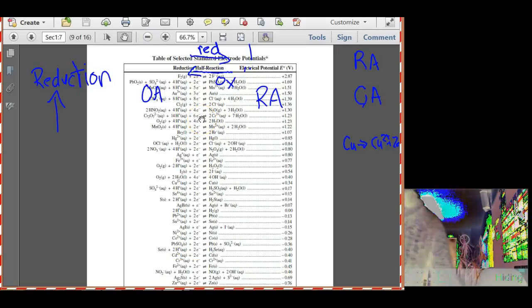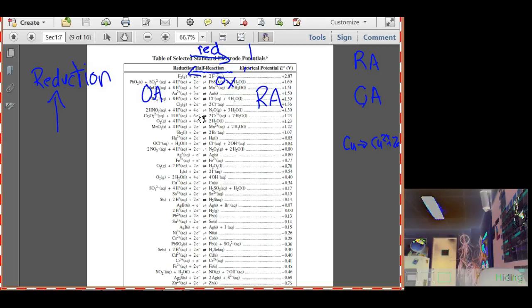I need to make this smaller so that I can see both. Find the silver reduction reaction. It's right here. Ag positive is the OA. Find nickel. Down there. What do you notice about the position of silver ions, or the OA, compared to the RA? OA is above the RA.